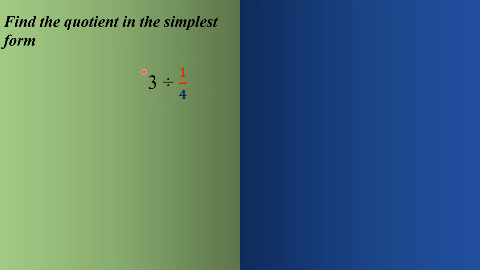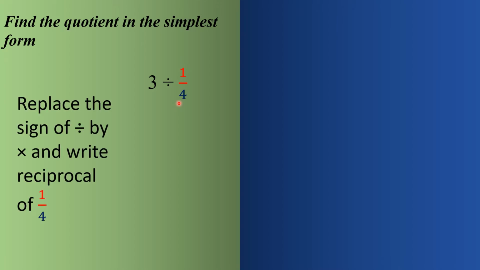So in these kinds of questions of division of fractions, what we used to do, we will replace the sign of division by the sign of multiplication, as well as we will find out and write the reciprocal of this divisor. So what we need to do, replace the sign of division by the sign of multiplication and write the reciprocal of 1 by 4. What is the reciprocal of 1 by 4? Yes, it is 4 by 1. So your question will be like this.